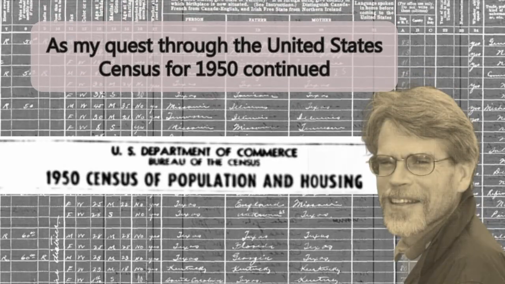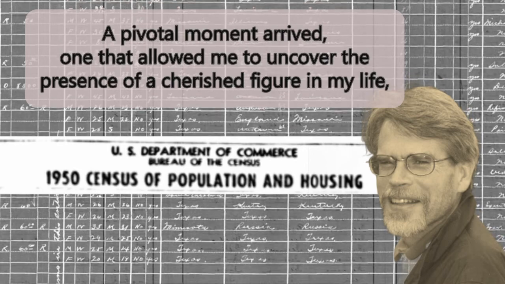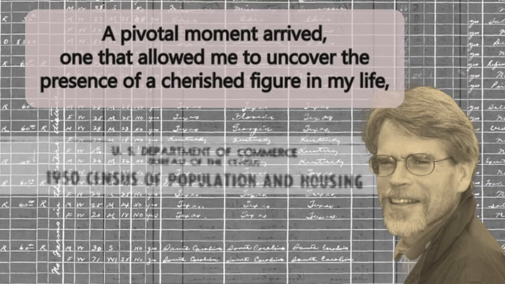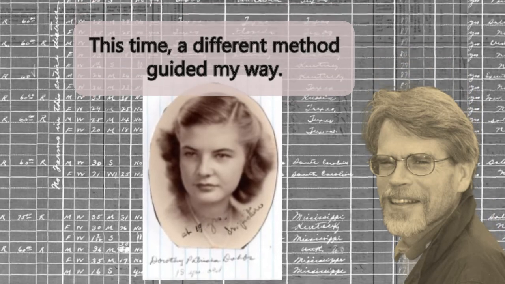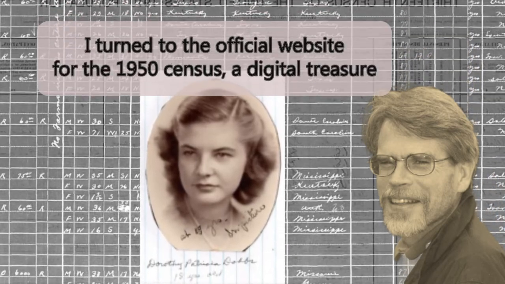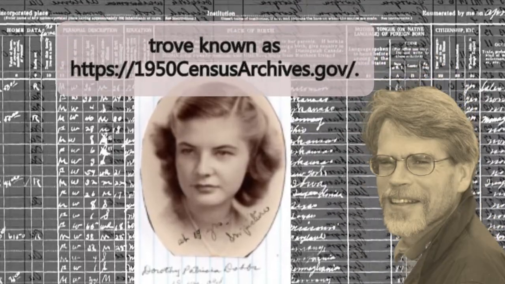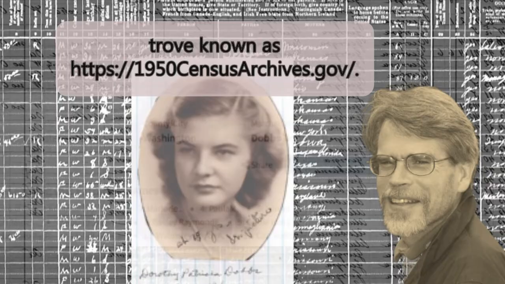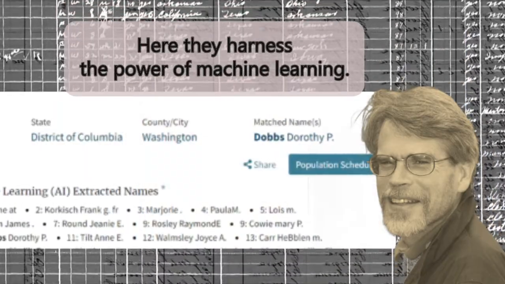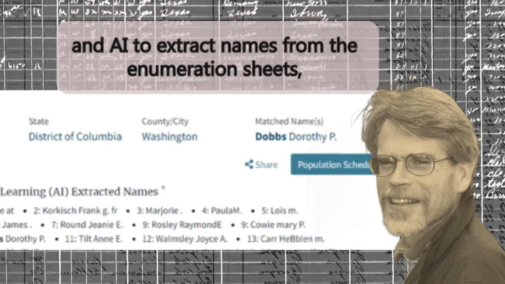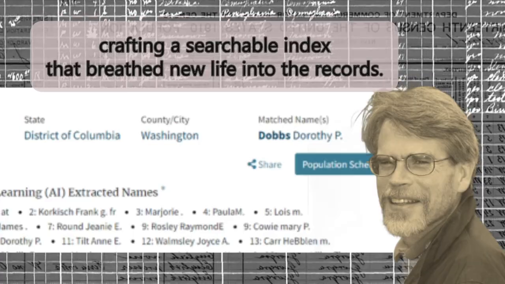As my quest through the United States Census for 1950 continued, a pivotal moment arrived, one that allowed me to uncover the presence of a cherished figure in my life, my mother. This time, a different method guided my way. I turned to the official website for the 1950 census, a digital treasure trove known as 1950census.archives.gov. Here, they harness the power of machine learning, AI, to extract names from the enumeration sheets, crafting a searchable index that breathed new life into the records.